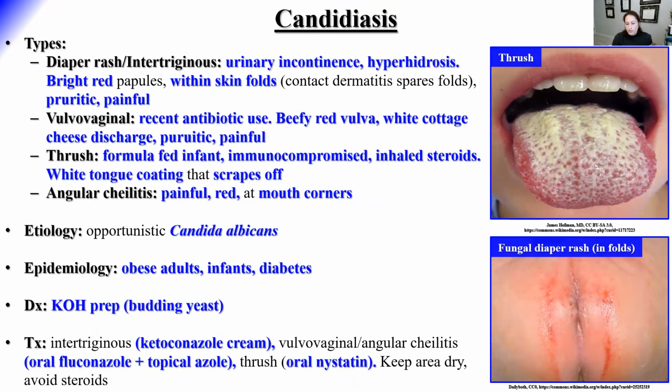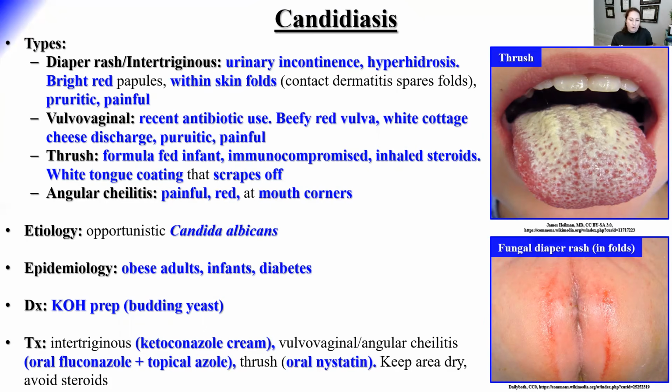Candidiasis. These are two examples of candidiasis in the pictures here. That top picture is an example of thrush, and the bottom picture is an example of fungal diaper rash. So we'll talk about 4 different types here. Diaper rash or intertriginous. That's the skin fold type of rash. This can happen with urinary incontinence. Obviously, that's something that happens in kids, but you can also have adults with urinary incontinence. Hyperhidrosis, very sweaty. They get these bright red papules like you can see in this picture.